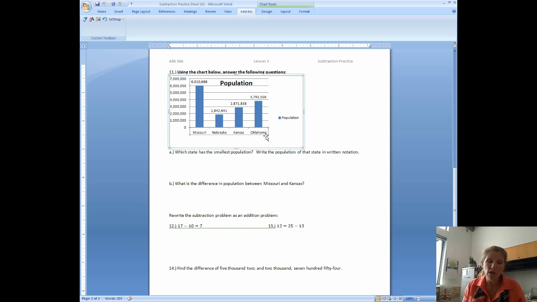So Nebraska's got the smallest population. Doesn't mean it's the smallest state. It just means that Nebraska's got a lot of farmland, so there's a lot of people who live on many, many acres for a few people.